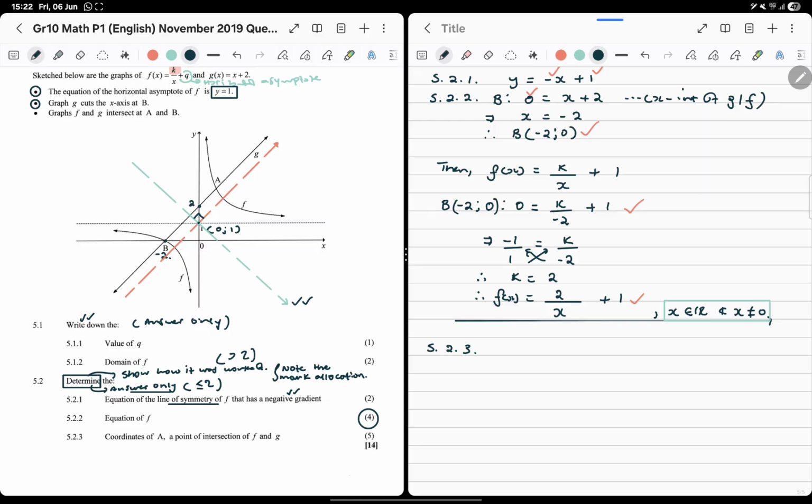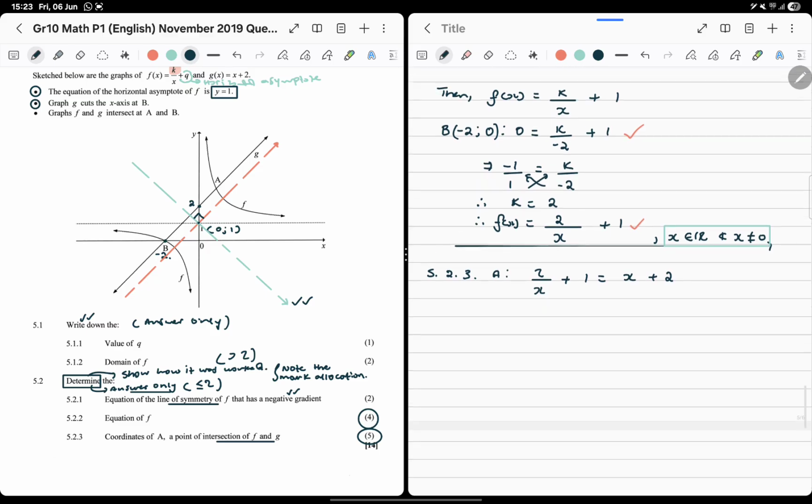Anyway, we need to find the coordinates of A, the points of intersection. So this is simultaneous equations. Again, very easy stuff. So we know that A is such that 2 over x plus 1 is equal to x plus 2. Now all of this is over 1. Can cross, oops, wait, it's too soon. It's too soon to do that, so we don't want to do this as yet.